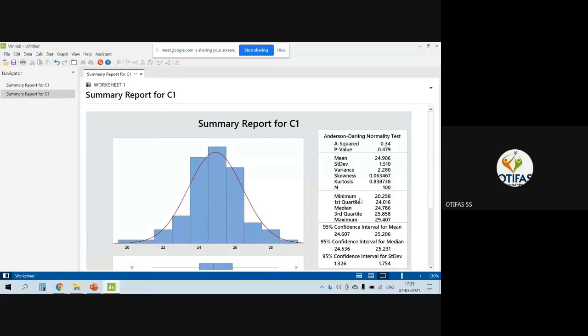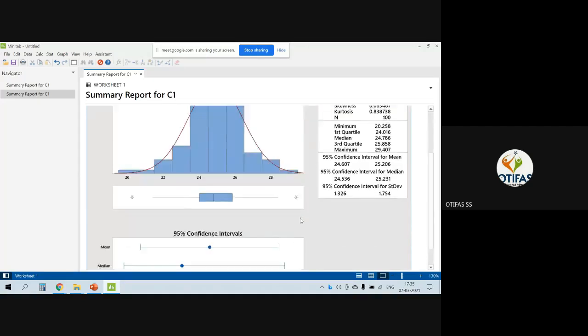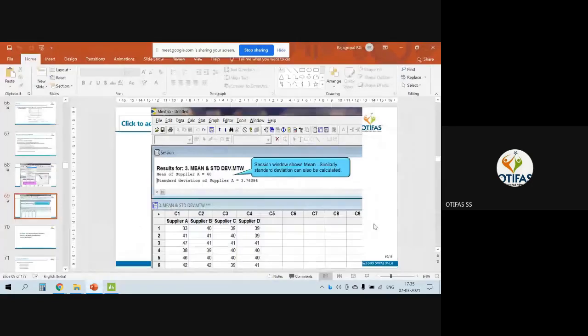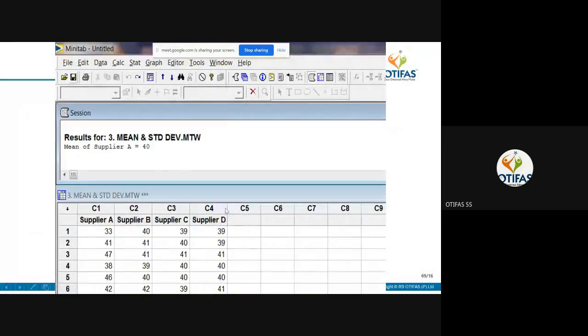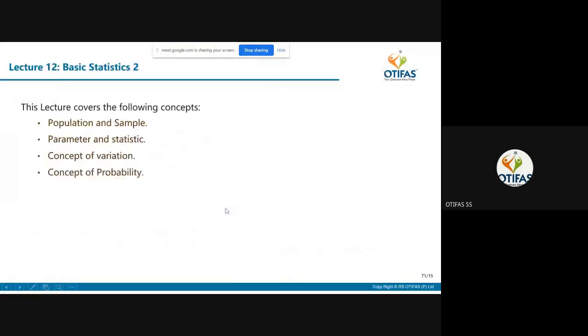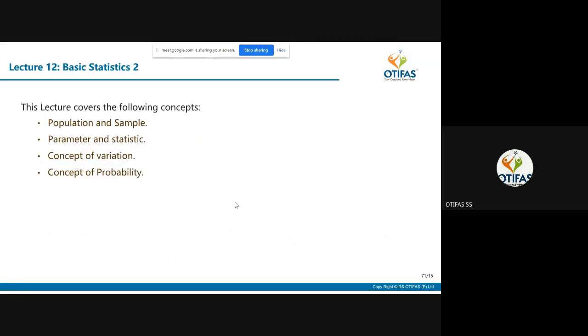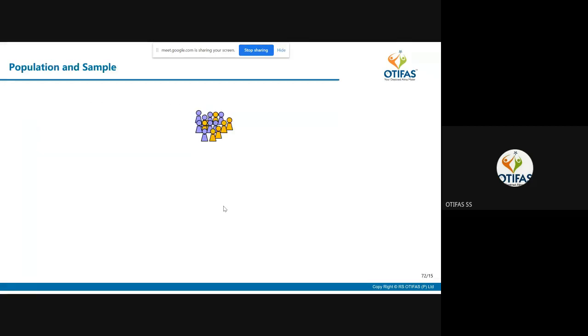So this is one way of describing a set of data. Description of a set of data means mean, standard deviation, variation. You can also describe with minimum, maximum, then first quartile, median, third quartile, etc. Okay. This is one way of describing it. Then we'll go to the next things, the basic statistics. Second one, the population and sample, parameter and statistic, concept of variation, etc.